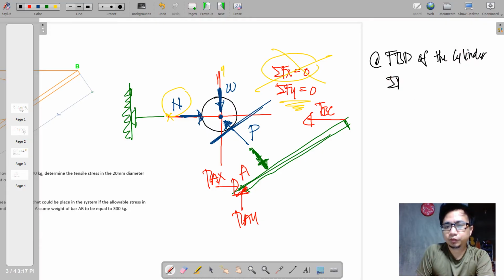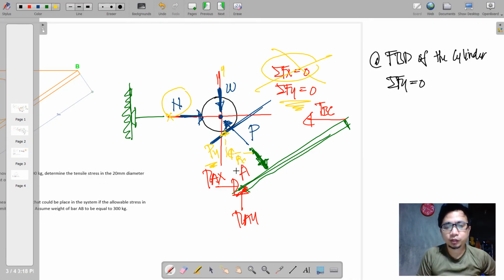So we'll have summation of forces along y equal to 0. What are the y components? Of course, N here is exactly coinciding with the horizontal. It's only W and P. So P should have a vertical component. Say this is the vertical component, Py, and Px. Our concern is just Py here.